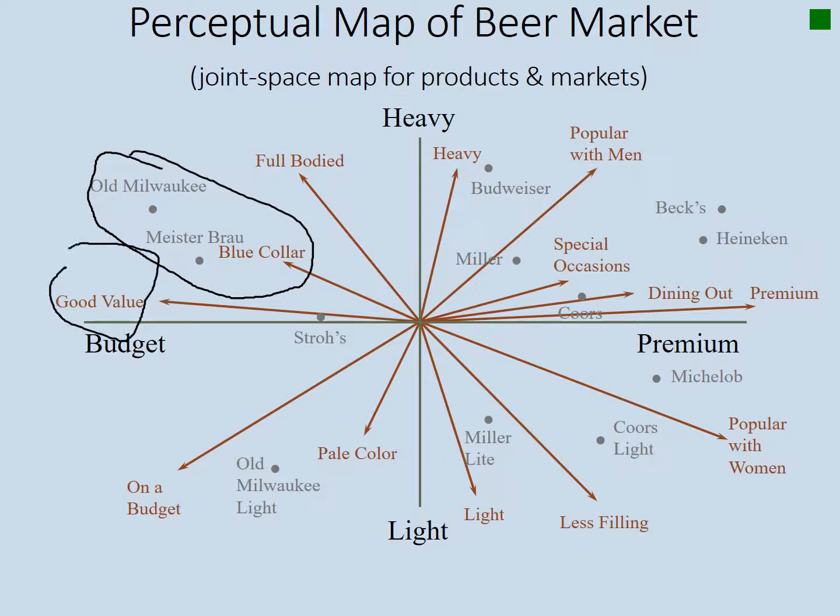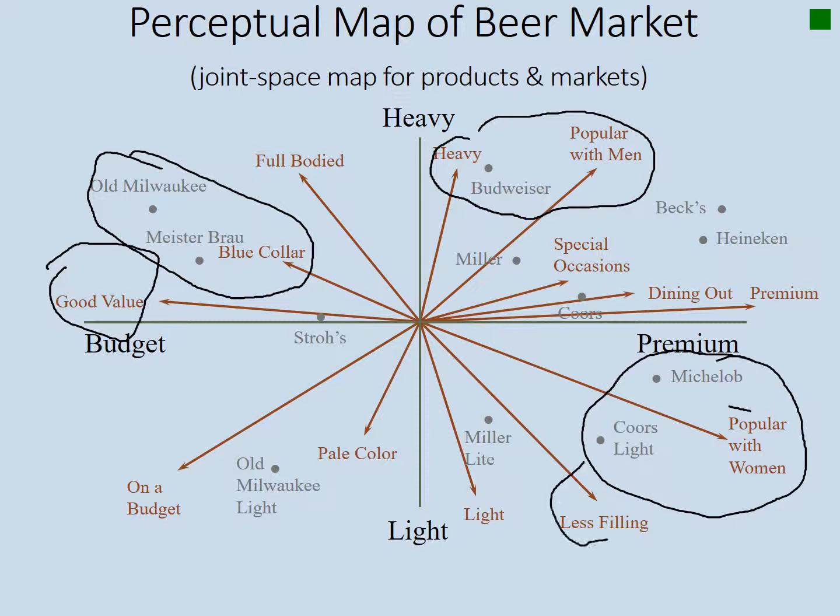And so what we would probably say is these customers, these market segments, are going to be attracted to these offerings in the marketplace, these products. We have heavy users and popular with men, and we have the Budweiser and the Miller area, special occasions, popular with women brands, might be in here along with the less filling group.